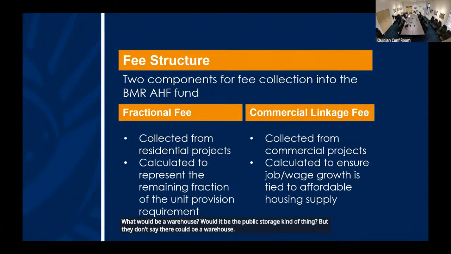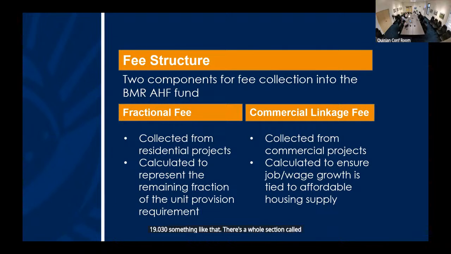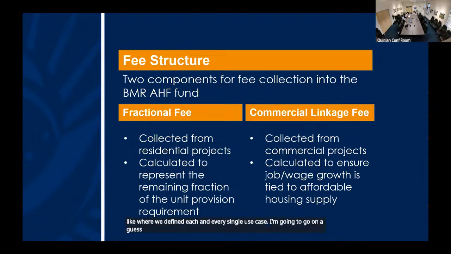I'm talking about right this very minute, because this is in our old-fashioned one, which is based on square footage as opposed to AI, which they should be doing, but anyway. Currently in our Title 19, 19.030 or something like that, there's a whole section called definitions where we define each and every single use case. I'm going to guess that because we're Cupertino, we incorporated data warehouse under the definition of warehouse. And that's why we pulled out a separate definition for self-storage, right?